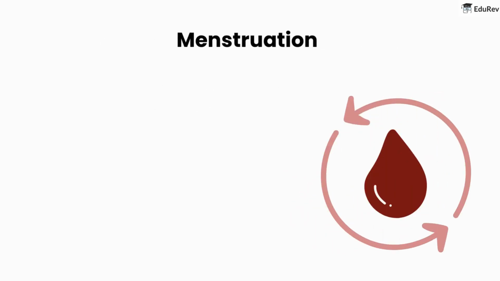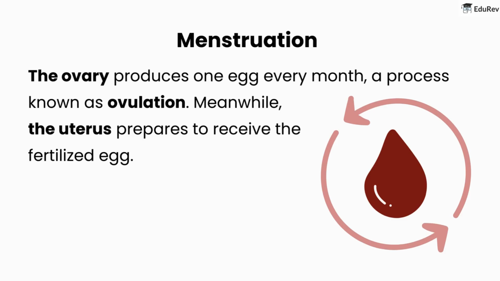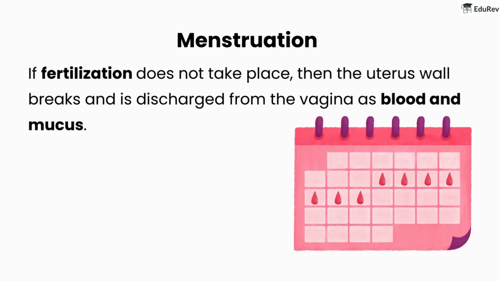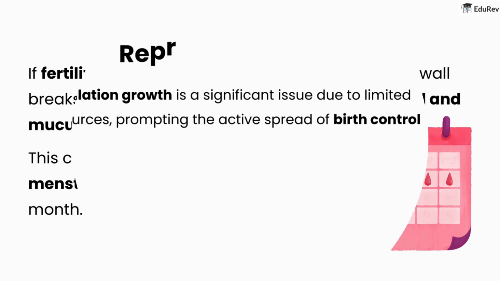Gestation. Menstruation. The ovary produces one egg every month, a process known as ovulation. Meanwhile, the uterus prepares to receive the fertilized egg. If fertilization does not take place, then the uterus wall breaks and is discharged from the vagina as blood and mucus. This cycle, known as menstruation, occurs once every month.